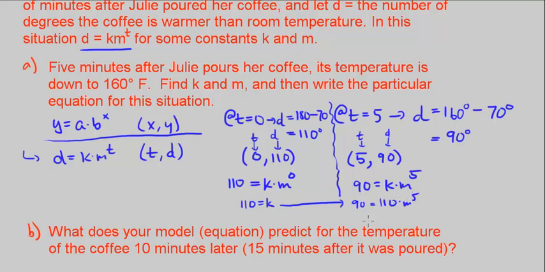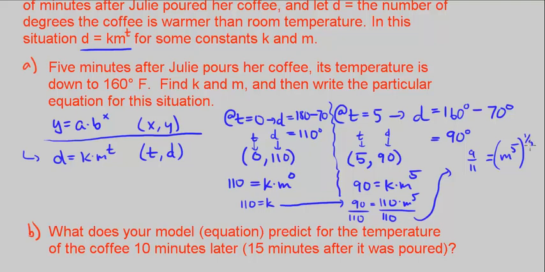Now we just solve for m. We divide both sides by 110, right? 90 over 110 is just 9 over 11, and the 110 over 110 cancel, equals m to the 5th power, right? And we know how to go ahead and get m to the 5th power canceled.